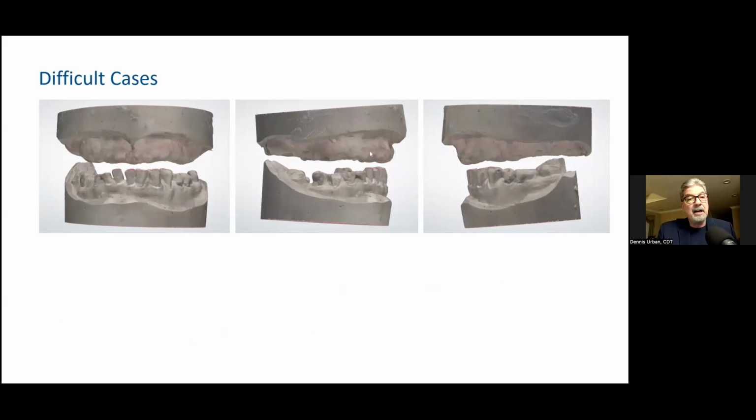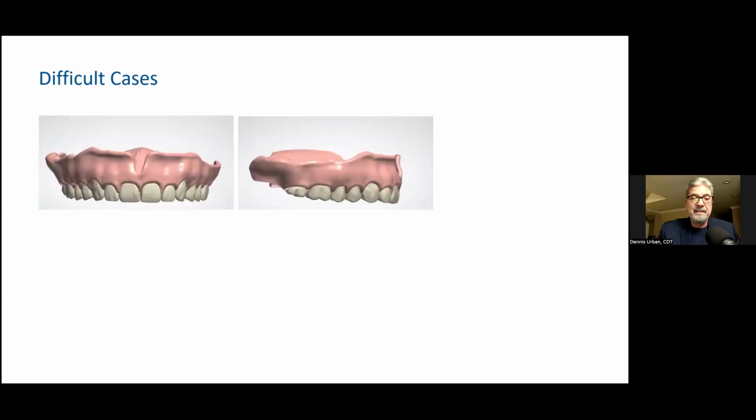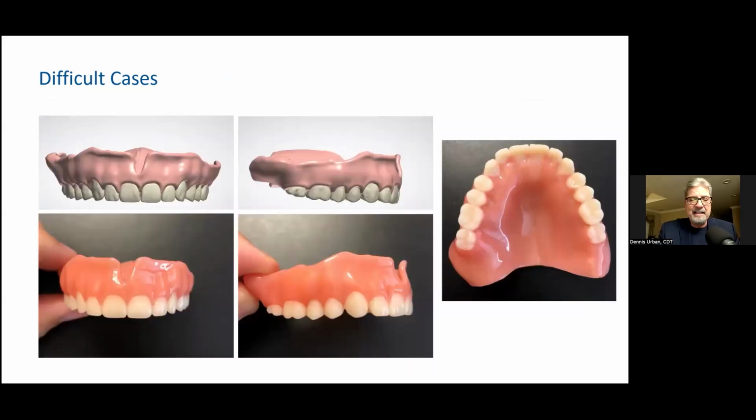We might have to go with a milled denture tooth and then a milled denture base. So this particular case was kind of difficult, and I didn't like the way it came out. You could see how stubby and short these denture teeth are. So in this particular case, we would go back and mill those denture teeth and make it look a little more aesthetic. So every once in a while, you come across a case like this.